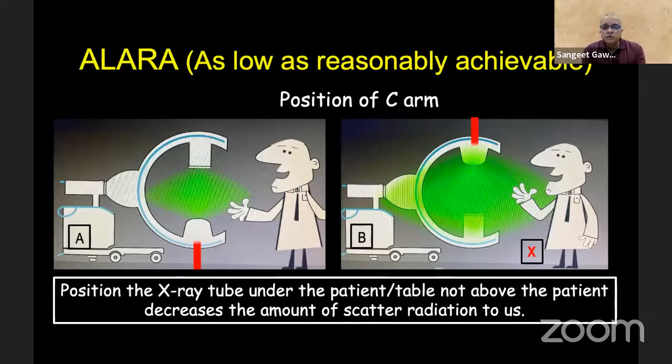Now, where should we position the X-ray tube? It should always be on the bottom of the table. In figure A, on the left side, you see the radiation exposure in the air when the X-ray tube is below the patient. When the X-ray tube is above the patient, you can see this green area, a huge, large exposure. So always, always, always, one of the principles of ALARA is to position the X-ray tube under the table, and not above the patient. This will reduce the radiation scatter to all of us.